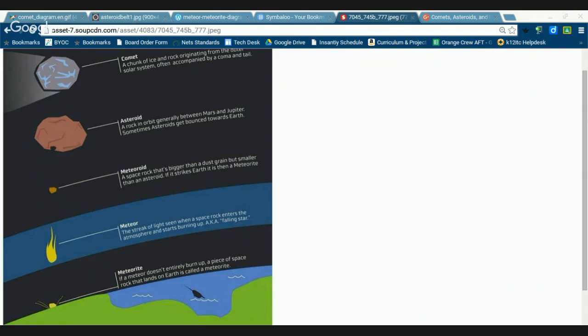Okay, good morning, guys. We're going to go over the comets, asteroids, and meteoroids outline. So if you can go ahead and make sure you're looking at that, I'm going to start with the comets.